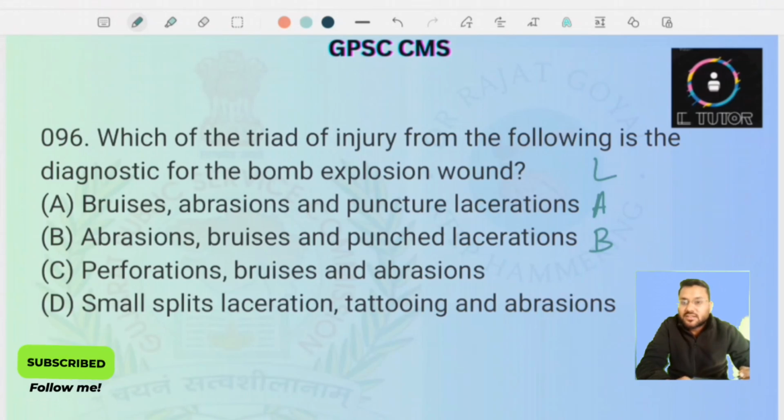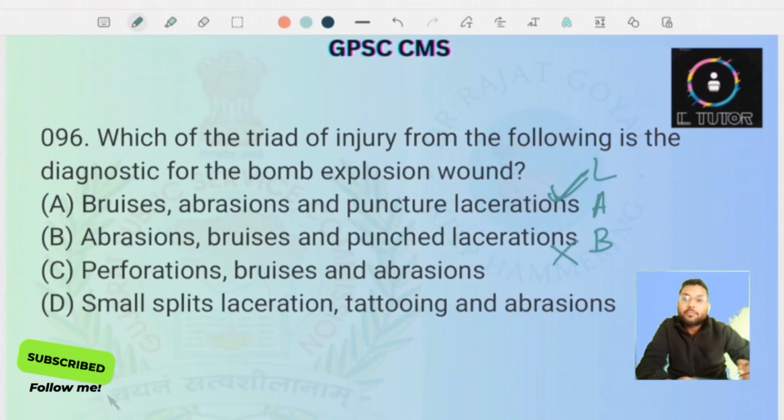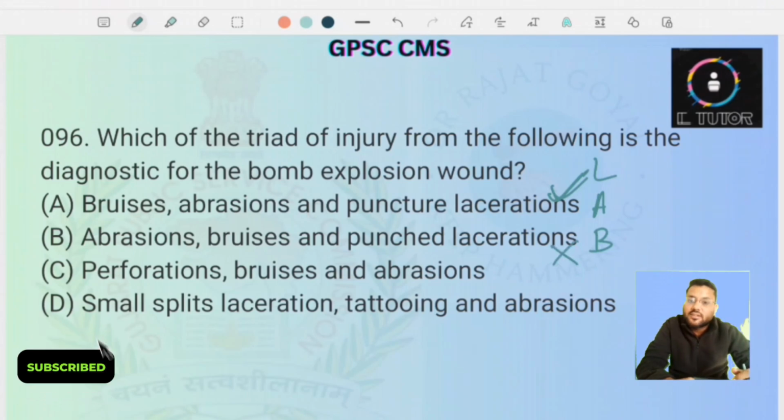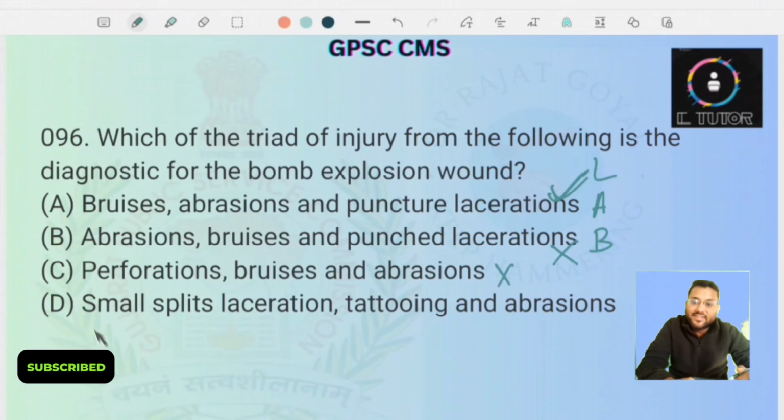Now if we talk about the options, first option is bruise, abrasion and punctured laceration. This is true. Abrasion, bruise and punched laceration, no, there is no punched laceration. Punctured lacerations are there. Perforations, bruise and abrasion, no perforation. And small split laceration, tattooing and abrasion. So this is again a false statement. So here best answer will be option number A, in which puncture lacerations are there and bruise and abrasion is also there. So here answer will be option number A.